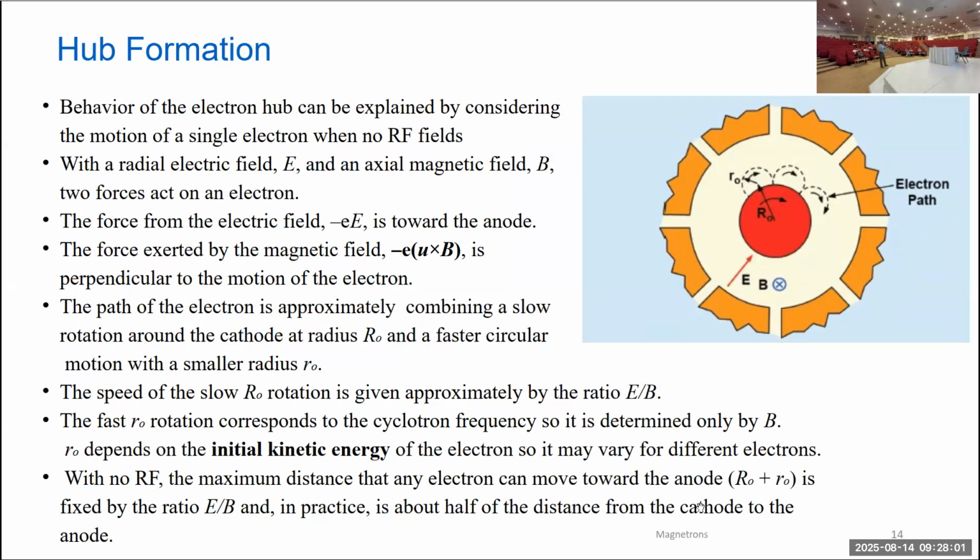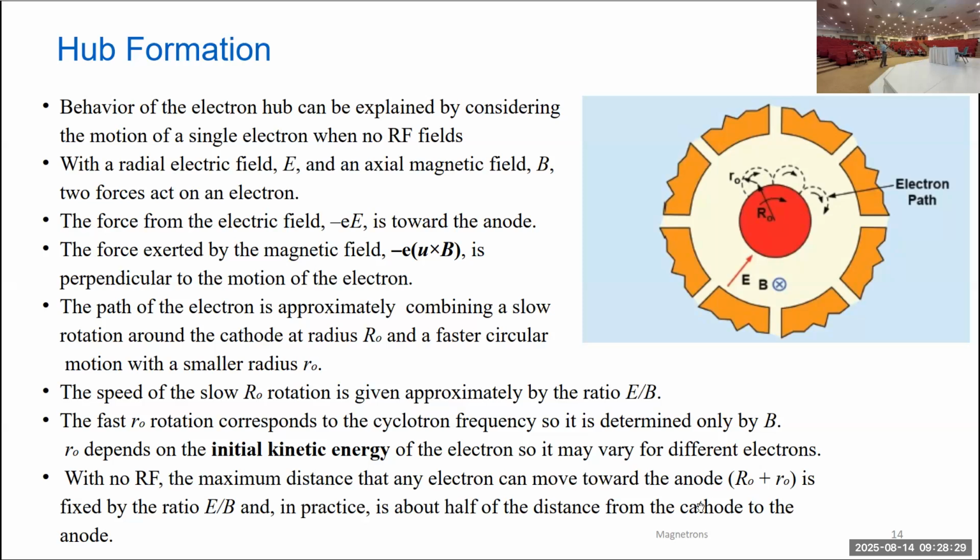Now, two forces are acting on these electrons. One is due to the anode voltage, the E field produced by the anode voltage. Second is due to the magnetic field, and it depends upon the velocity and charge as well. It is perpendicular to the initial direction of emission of electrons.